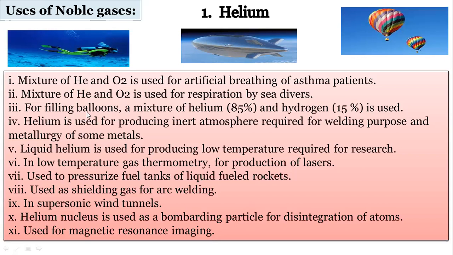Then it is used for filling balloons. See in this picture also I have shown. For filling the balloons, a mixture of 85% helium gas and hydrogen is used, because both the gases are lighter than air. That's why these are used in balloons. Helium and hydrogen mixture is used, 85 plus 15% hydrogen. Helium is also used for producing an inert atmosphere required for welding purposes, and it is also used for the metallurgy of some metals.